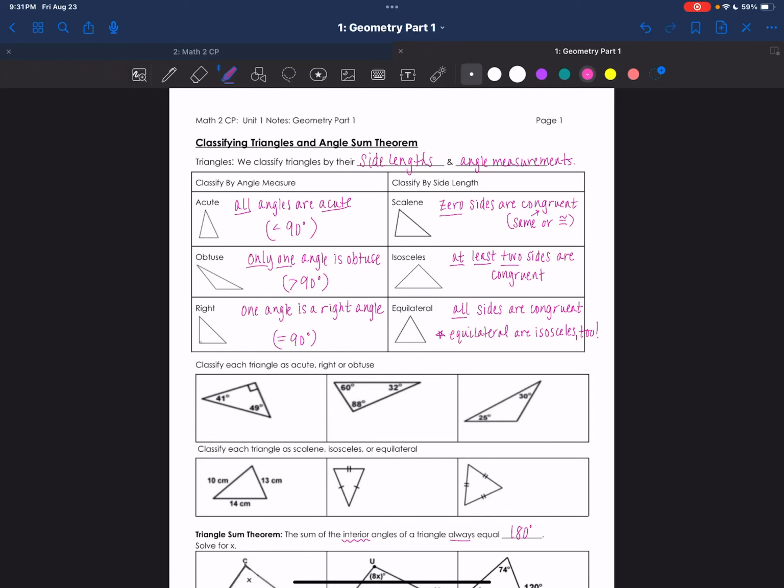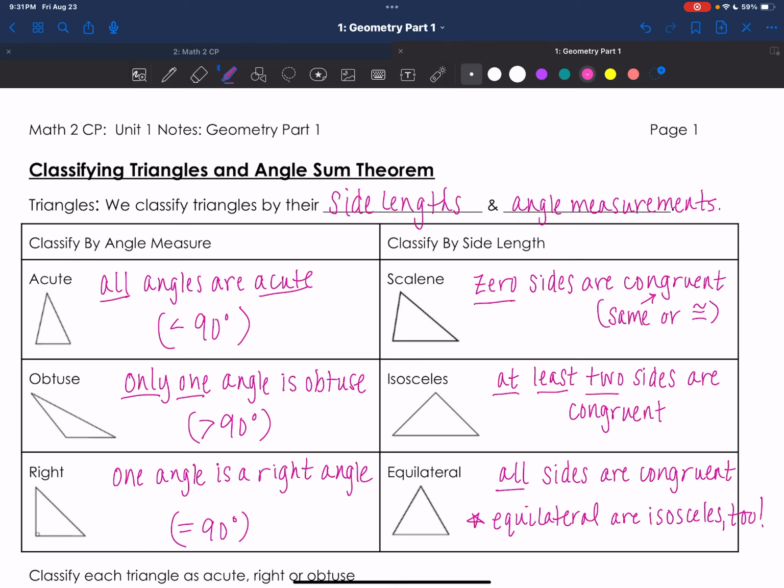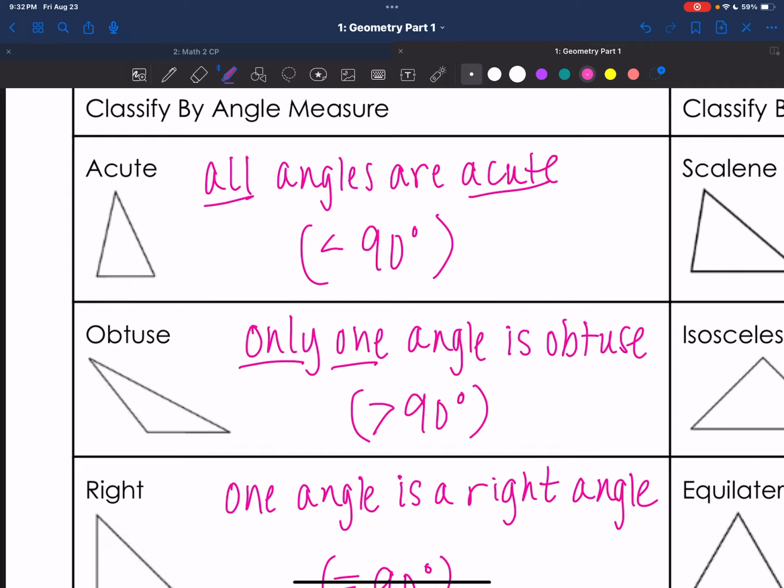All right, hey everyone. Today we're going to be learning about classifying triangles and the angle sum theorem. So let's get started with the top part. For triangles, we classify the triangles by their side lengths and also by their angle measurements. So let's focus more on the angle measurements.